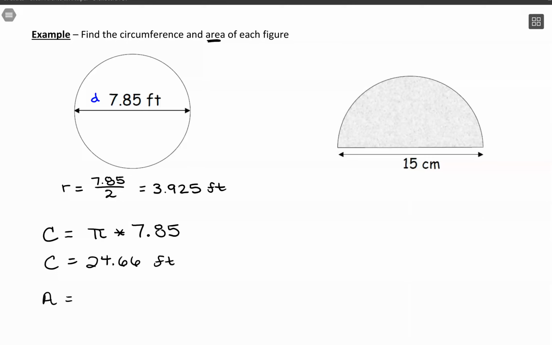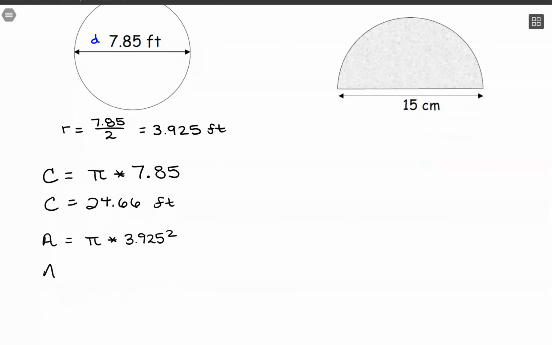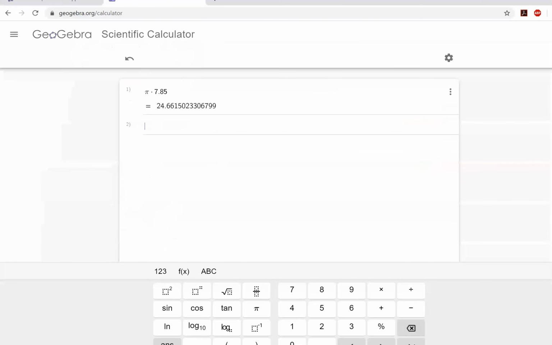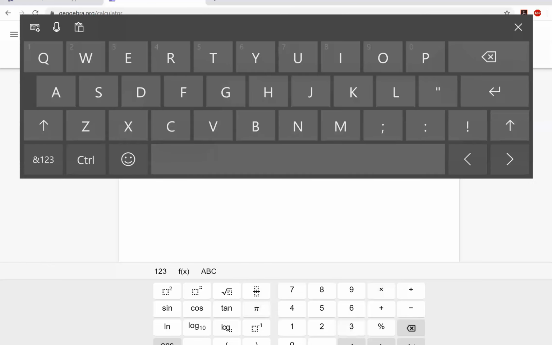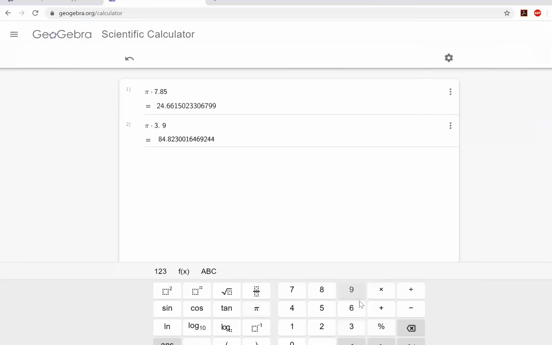And then for area, we're going to go pi r squared, so pi times our radius of 3.925 squared, and we'll take that to the calculator. So let's go to GeoGebra. I'll show you one more time with this. Pi times 3.925. Oh, sorry about that. Maybe I'll stick to this. 3.925 and squared. And the squared button you can find over here. It has this blank with an exponent.